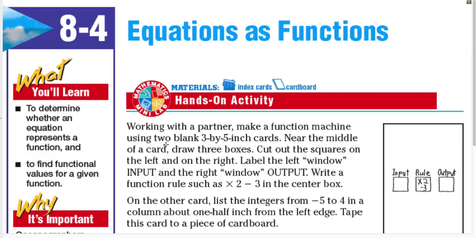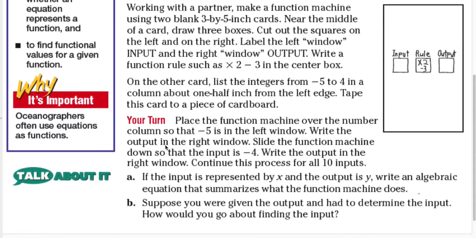Okay, let's take a look at this activity: working with a partner, or by yourself, or with your mom and dad or whoever. Make a function machine using two blank 3 by 5-inch cards. Near the middle of the card, draw these three boxes. Cut out the squares on the left and right. Label the left window input and label the right window output. Write a function rule such as times 2 minus 3 in the center box. So there should be a hole here, there should be a hole there.